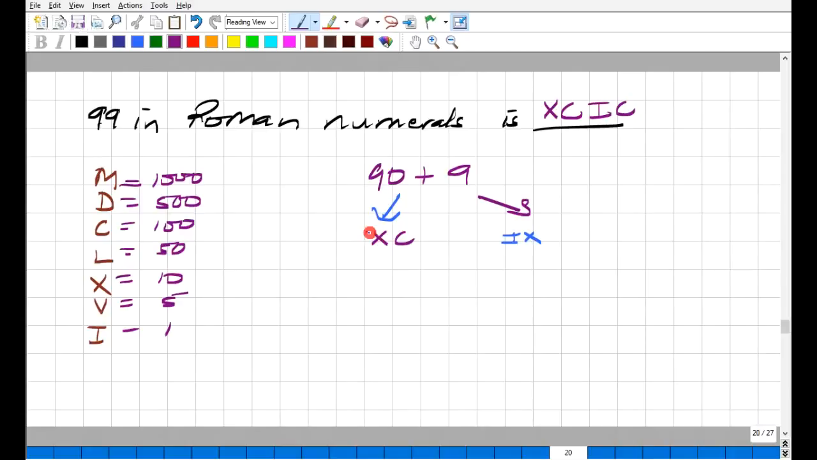In the Roman numeral system, if we have a symbol of lesser value to the left of a symbol of greater value, then we are subtracting. So this is actually 100, and we are taking away from that 10. That's how we get the 90. Again, we have 10 and we are taking away 1. So that's how we get to our 9. Of course, some people are going to say that this really should not be written like this. It should be XCIC.